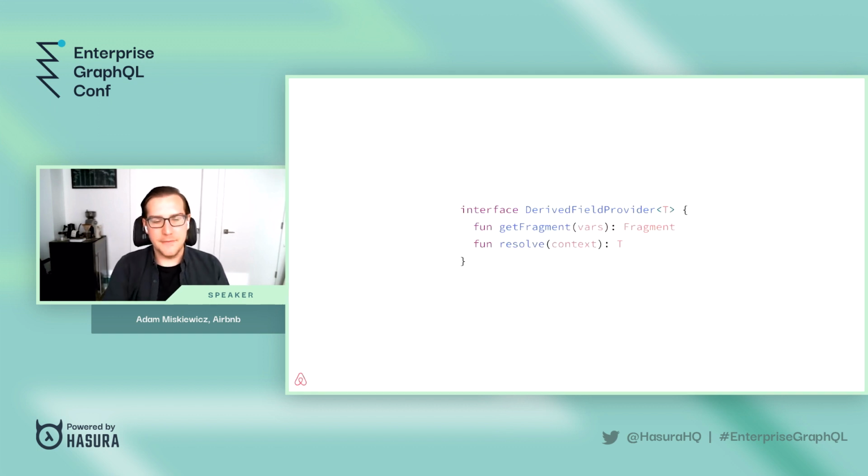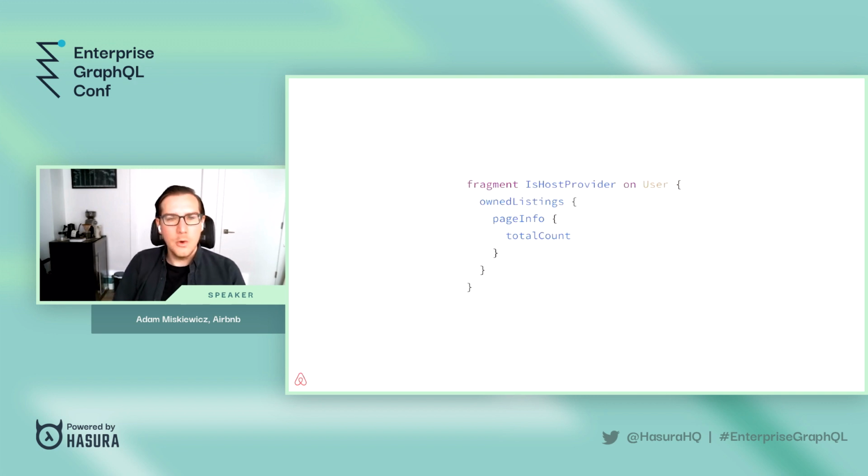So here's the interface for a derived field provider. You can see it's quite simple, and it has two function members, getFragment and resolve. We know that we can get the data for our isHost field from data that already exists in the graph. And in fact, from data that we've already associated with our user type, the data we've just talked about, owned listings. This owned listings field is a connection, and connections give us an optimized lookup of the total count of edges for that connection. This is all the data we need to determine if a user is a host. So we can build this GraphQL fragment that represents the data we need and return that from the getFragment function of our derived field provider.